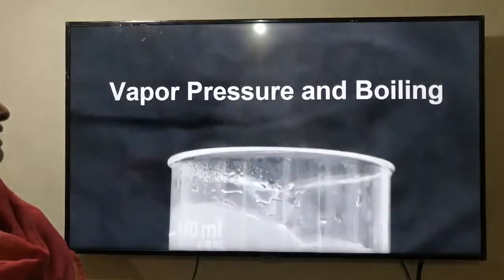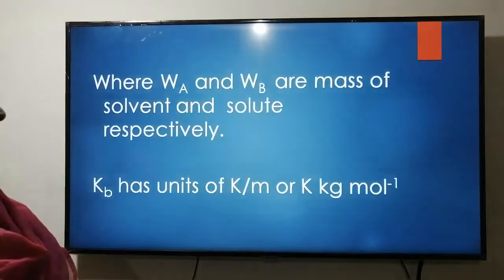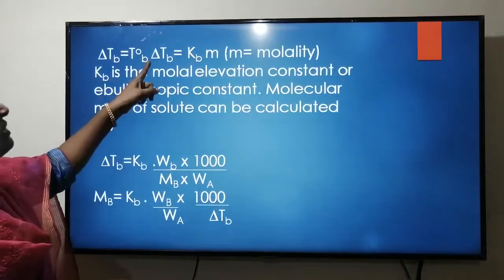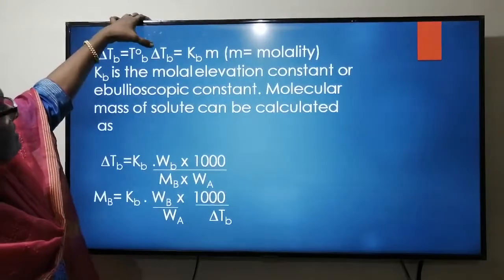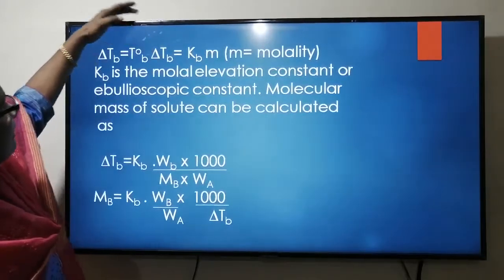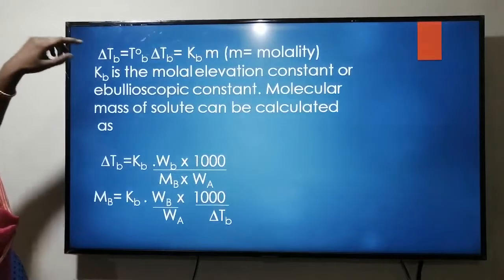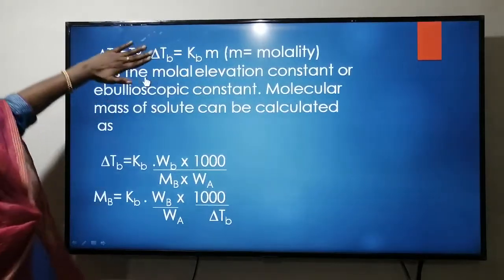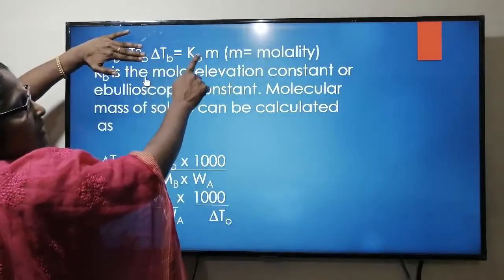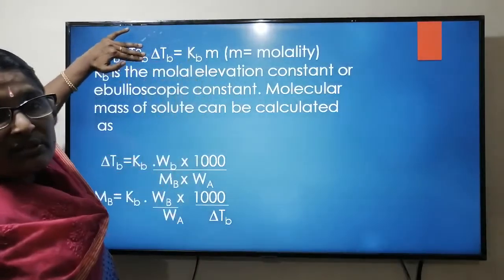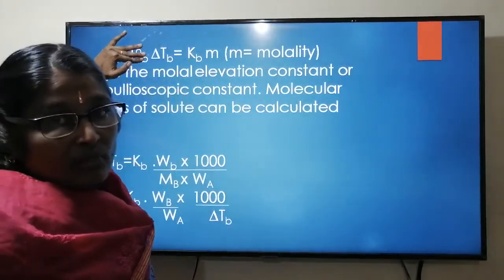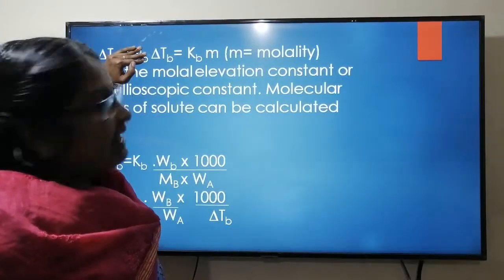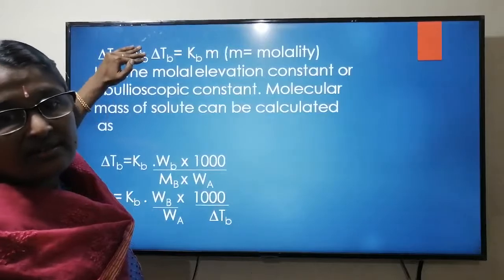That's important, this graph. So we can write delta TB is equal to TB minus TB0. Writing delta TB as TB0 minus TB is wrong, just avoid this. Delta TB, the elevation in boiling point, is directly proportional to the mole fraction, that is the concentration.